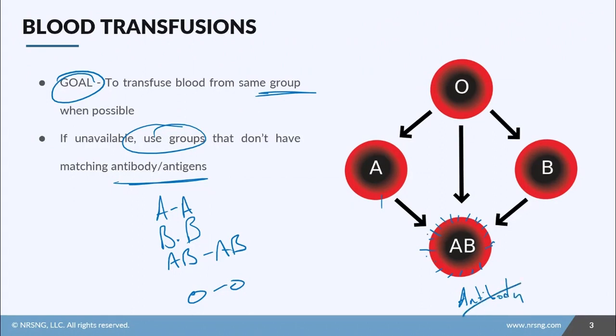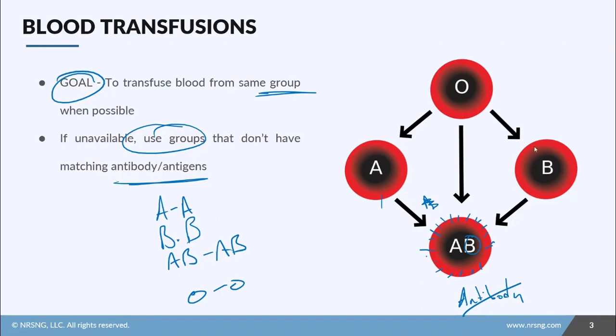So A can transfuse to A, A can transfuse to AB, B can transfuse to AB. Well, if we go the other way, if you notice the arrow doesn't go this way, it doesn't work that way because of this B antigen that's on the surface of this red blood cell. So that would actually cause a reaction here.